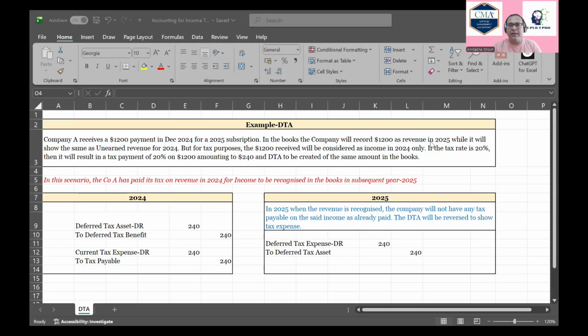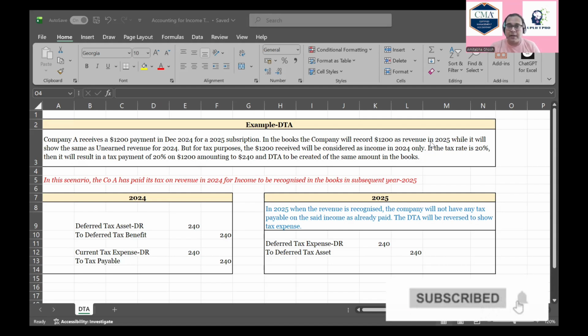Now we are trying to solve a question around the deferred tax asset, and it can be around deferred tax liability also, but the purpose is how to approach this problem, what can be asked. I'm trying to help you out on that. The problem states that company A receives $1200 payment in December 24 for a 25 subscription. Understand that it is received in 24, but it is for 25. In the books of the company, we'll record $120 as revenue in 25, while it will show the same as unearned revenue for 24, right?